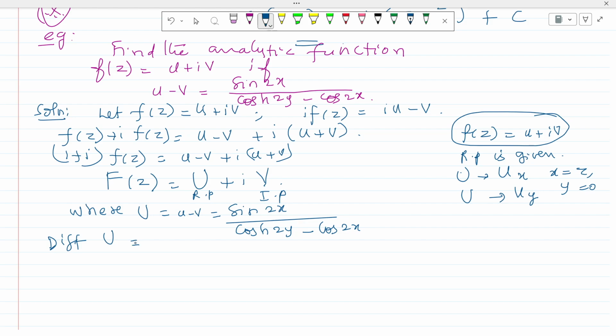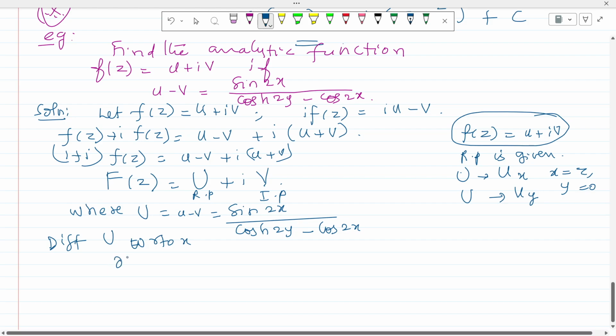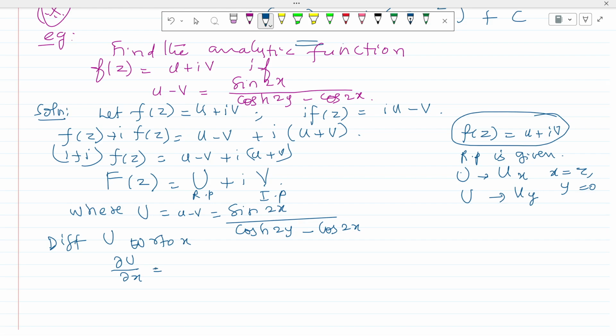Differentiate capital U. You are not differentiating small u. You are differentiating capital U with respect to x. Then we will get ∂U/∂x. So you have to write carefully capital U, small u. If small f of z is there, we can write that small u plus small iv. But here you have to write that capital U.